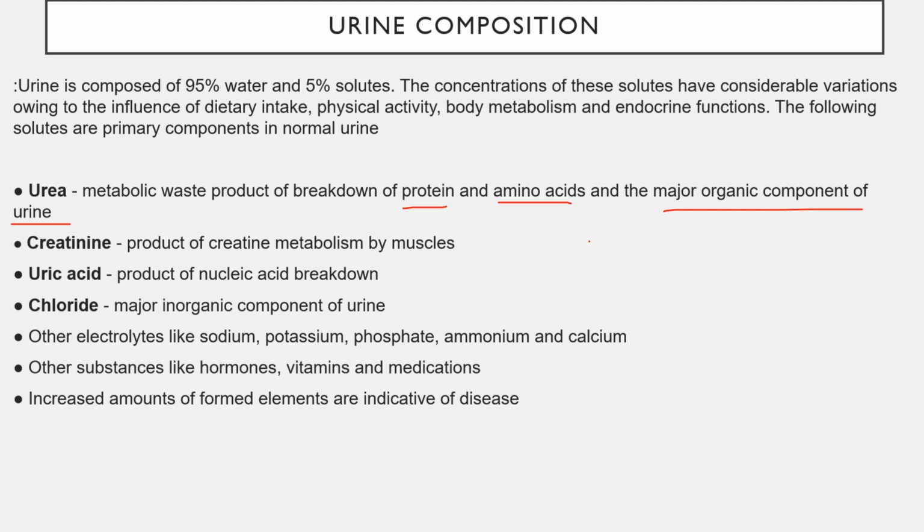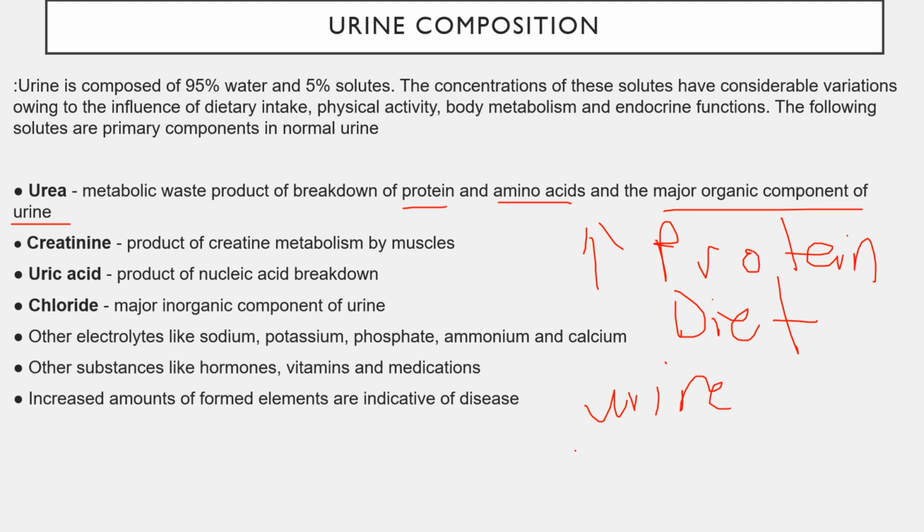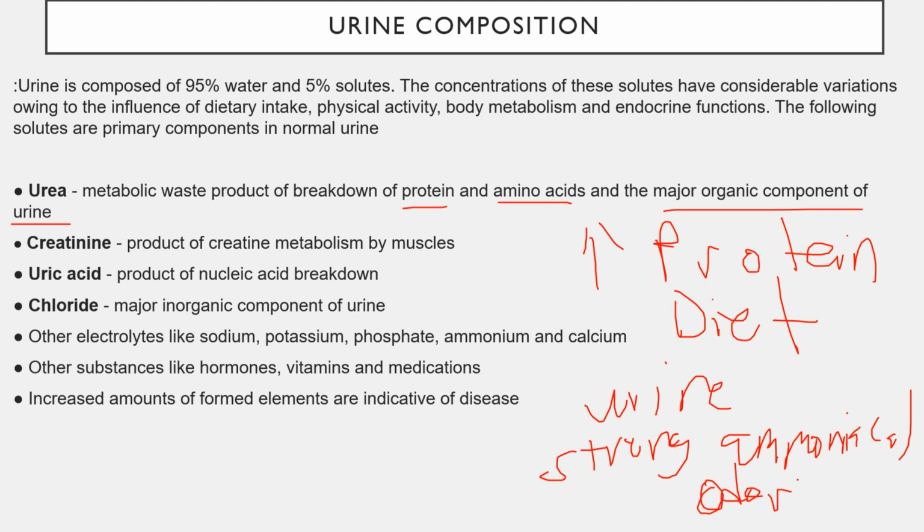That's why, if a person has a high protein diet, an observation that you would notice is that their urine would have a strong ammonia, or ammoniacal, odor. Because you would have an increased presence of urea in your urine due to a person having a high protein diet. Then we have your creatinine.